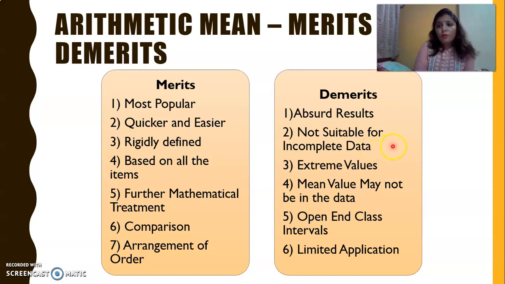Then it is not suitable for incomplete data. If you do not have all the observations, you cannot calculate arithmetic mean. Arithmetic mean is also affected by the presence of extreme values in the data. Then the mean value may not be in the data, as I told you. With open end class intervals, it is very difficult to calculate arithmetic mean, and it has a limited application because it cannot be computed here, and sometimes it gives you absurd results.